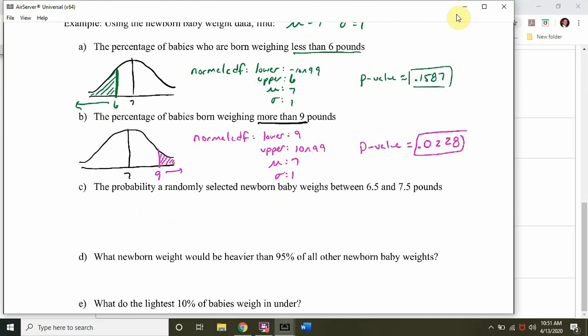In part C, find the probability. So just notice a slightly different way of asking. Up here, we wanted the percentage of babies. Here, we're looking for the probability that a randomly selected newborn weighs between 6.5 and 7.5 pounds. Same idea. We're still finding the percentage of data. Okay. So here's our curve. And I want the percentage between 6.5 and 7.5. And I would expect that to be a decent size since it's pretty close to the mean here, but let's see.